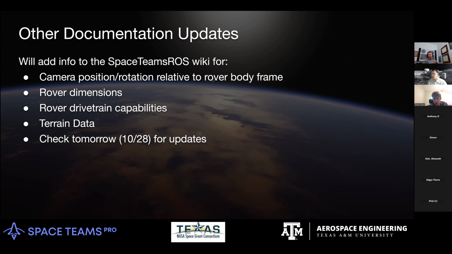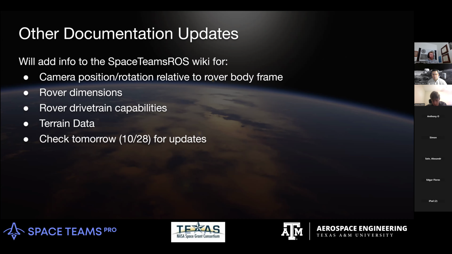Other documentation we're updating includes the camera position and rotation relative to the rover body frame. So right now I think we don't have that up anywhere. We'll give you that info for where it is. You probably figured out by now that it's in front of the rover, right in the middle, kind of like where the Jaguar badge, the hood ornament, would be, that kind of placement. But we'll give you an actual geometry for that, so you can use that for your code.